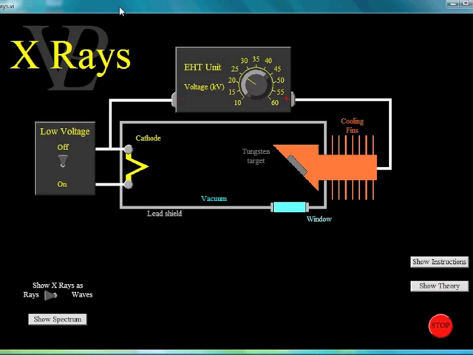So that concludes the work that we do with this particular simulation. Hopefully you've seen enough to be able to help the pupils use it and get the most out of it, and hopefully they will be able to use it too.